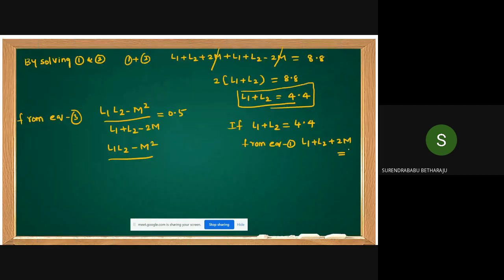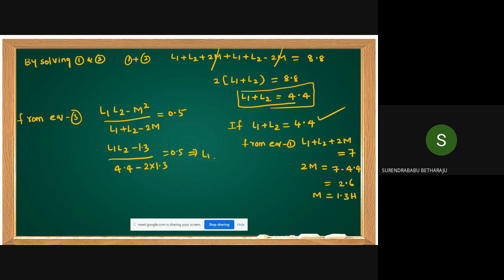Then from this, what is 2m equal to? 7 minus 4.4, 2.6. Then what is m? 1.3 Henry. Now you substitute here. L1 plus L2 is 4.4, m is 1.3. That I am substituting here: 4.4 minus 2 into 1.3 is equal to 0.5.